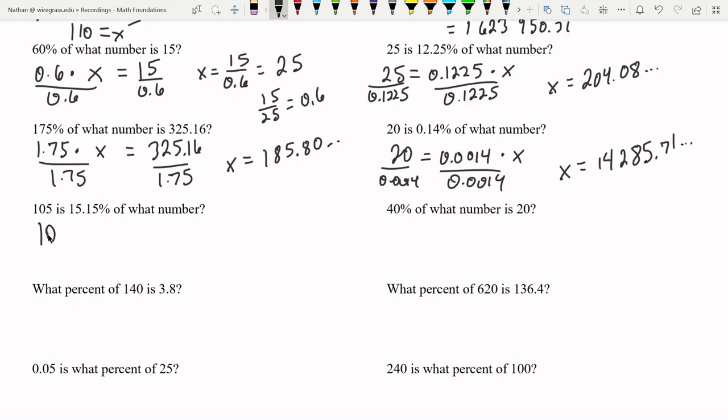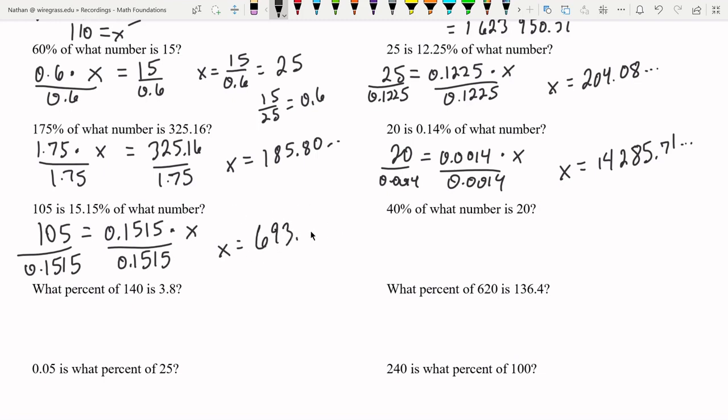Okay, 105 is 1515 of what number? Once again, I need to divide to get x by itself. That gives me 693 point, and this one actually repeats. It actually repeats the 0693.